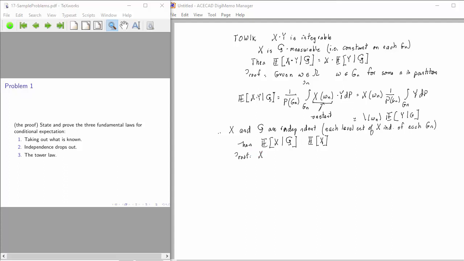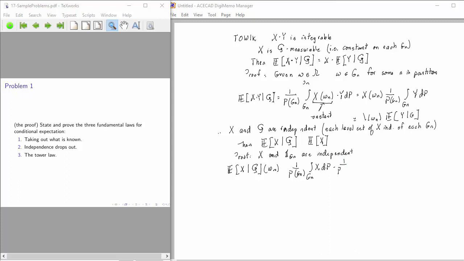Well, X is independent of the indicator function for each G sub n. And therefore, when I go to calculate the expectation of X conditioned on G for some omega, which I'll call omega sub n to indicate that it lies inside G sub n, by the formula for calculating conditional expectation, I get 1 over the probability of G sub n times the integral of X just over the G sub n part of the sample space.